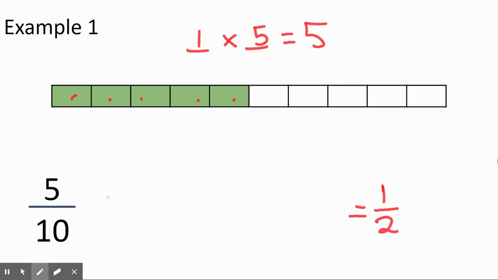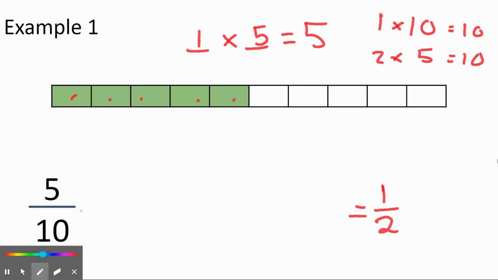For 10, we actually have a few more. We can, of course, do 1 and 10. We can also do 2 and 5. Both of these will give us a value of 10. And you'll notice that in both numbers, we have a factor of 5. If you are listing your factors and you find a number that is a factor of both your numerator and denominator, that is the number that you want to pay attention to.